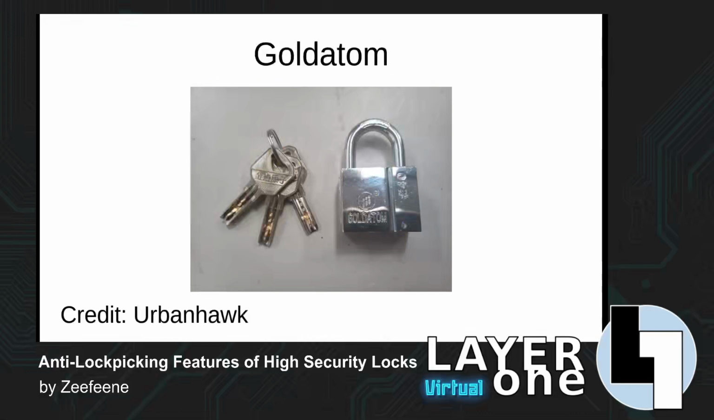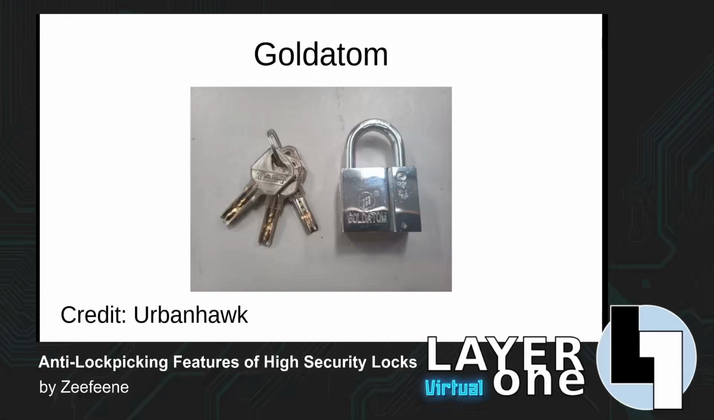We then have the gold atoms. This is a very cheap Chinese-made padlock, but it has a very curious mechanism. It uses a reverse sidebar mechanism. And the way a reverse sidebar mechanism works is it has its own springs that bias it constantly in the opening direction. So we don't have to apply tension to this lock because it is constantly trying to open itself.